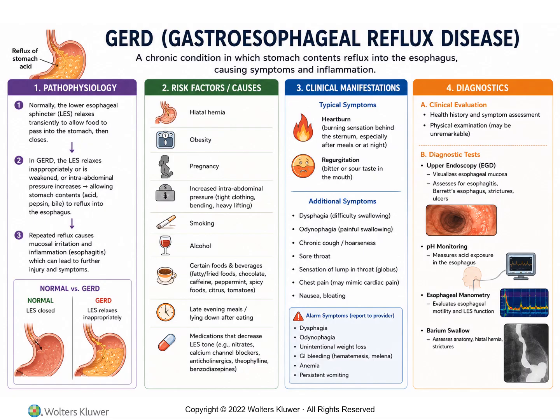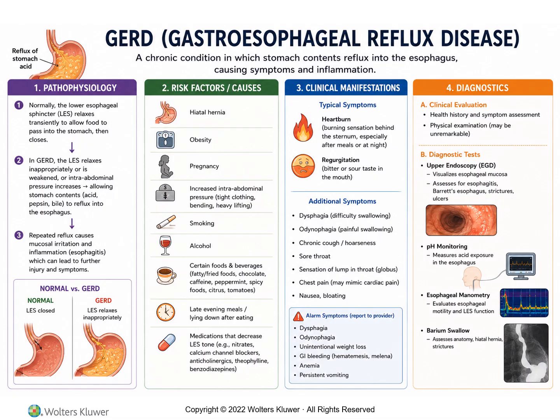And then for diagnosis, many patients with typical symptoms are initially evaluated based on their history and response to treatment. But when symptoms are persistent, atypical, or accompanied by alarm findings, we may need additional testing. An upper endoscopy, or EGD, allows us to actually visualize the esophagus. We're looking for inflammation, ulcerations, strictures, and then changes associated with Barrett's esophagus, which is a precancerous change in the mucosal lining of the esophagus.